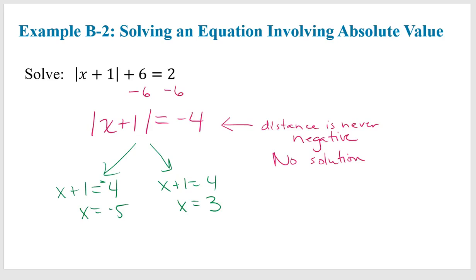If I plug in negative 5 here, I get negative 5 plus 1, which is negative 4. The absolute value of negative 4 plus 6 is not 2. So that one fails. And then you would do it again with 3. 3 plus 1 is positive 4, so this would be a positive 4. Well, the absolute value of 4 plus 6 is also not 2. So notice both of them fail, so I would also get no solution.